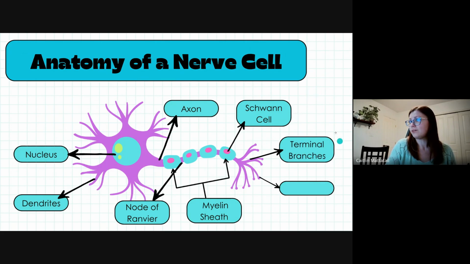And then we have our terminal branches. Sometimes they may also be called axon branches. So just branches of the axon at the very end, or axonal branches. And then again, at the very end of the neuron, you have your end plates. And they're called end plates because they're at the end of the neuron, okay?